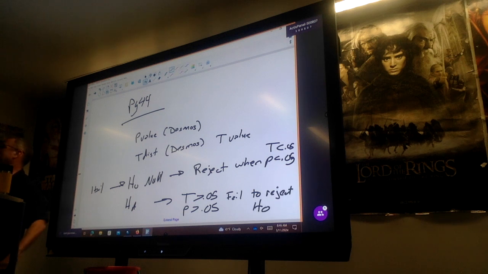Did I say it right this time? Looking at my boys, did I say this right? Is that right now? Yeah. Less than 0.05, reject. Bigger than 0.05, fail to reject. Right? We good? Okay.